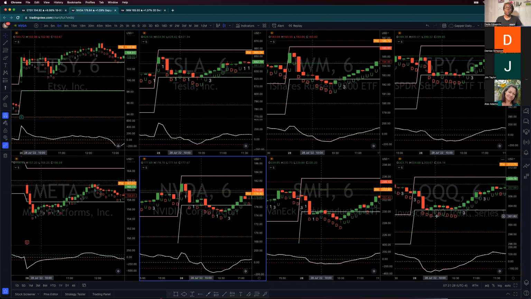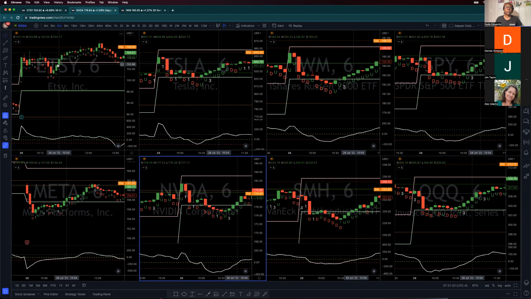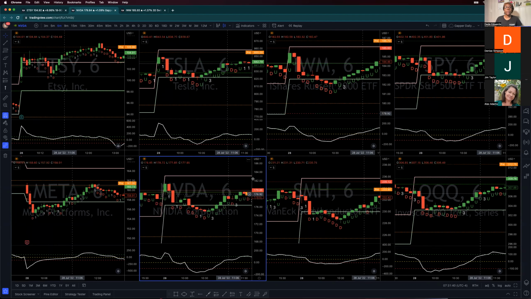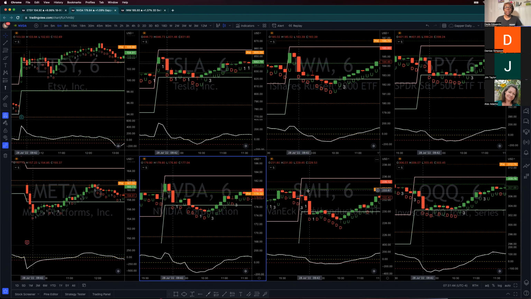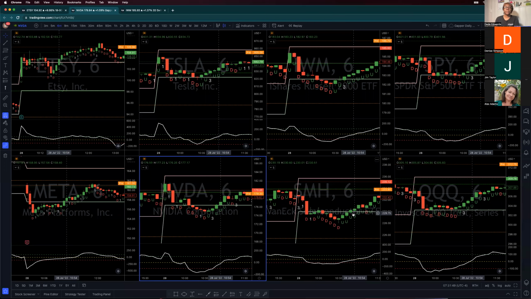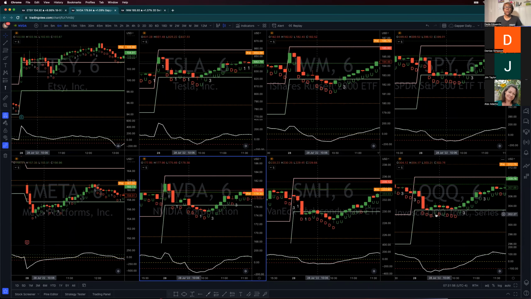And what you see, I'm going to contrast that with Meta and Etsy. So Meta and Etsy were gappers. All right, Tesla, Nvidia were just some of my regulars. IWM, SPY, Qs, SMH. I added SMH just because I trade the chip stocks like Qualcomm and Marvell and AMD, and obviously Nvidia. So I added that. All right, so here's what I want you to take a look at.